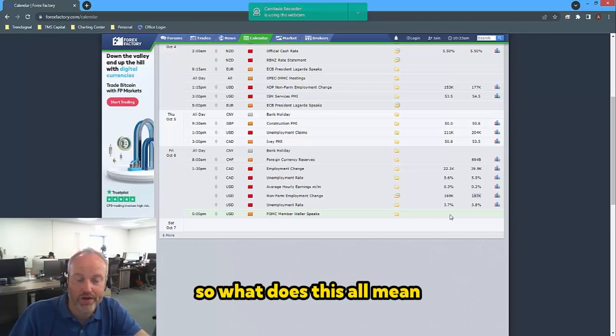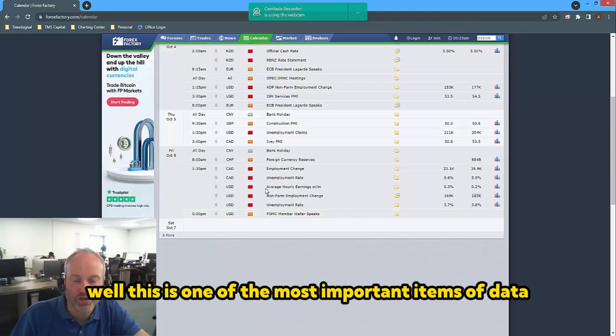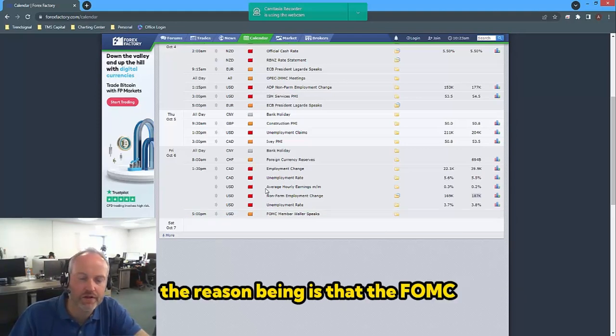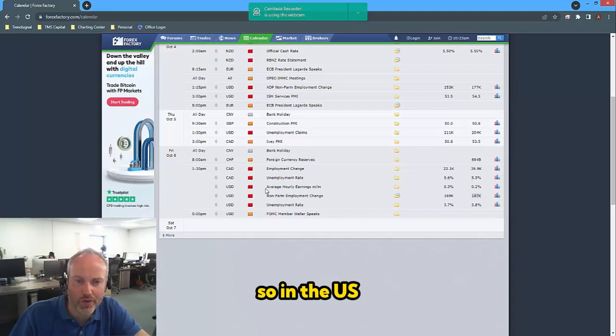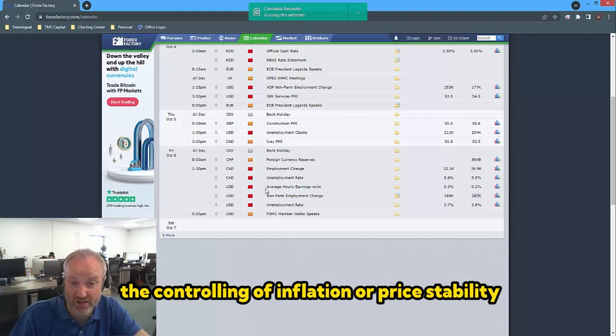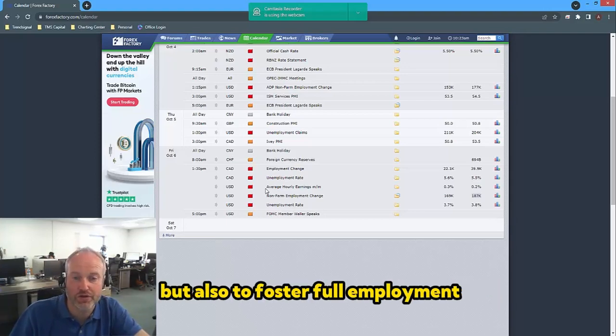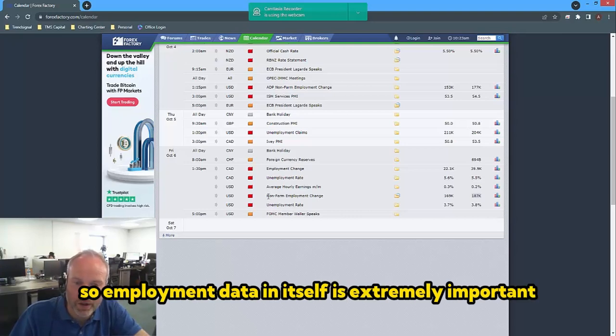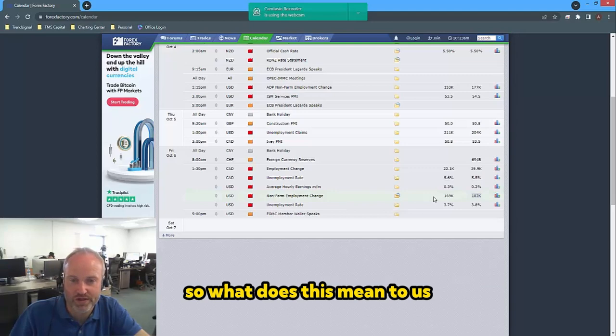So what does this all mean, and why is this important? Well, this is one of the most important items of data in any month. The reason being is that the FOMC, so in the US, their job is to set interest rate decisions and so on based on the controlling of inflation or price stability, but also to foster full employment. So employment data in itself is extremely important. So what does this mean to us?